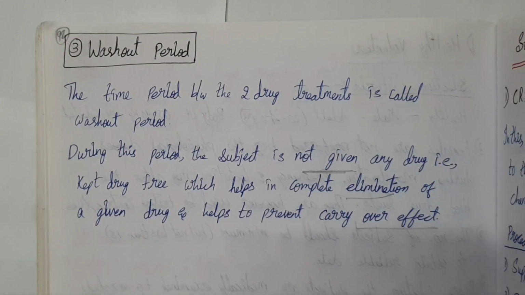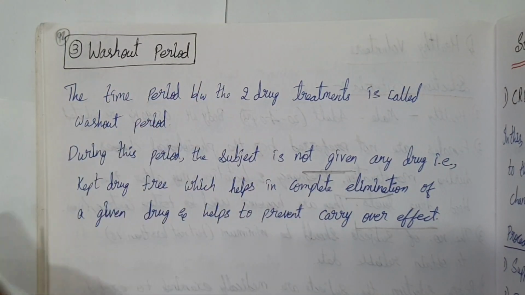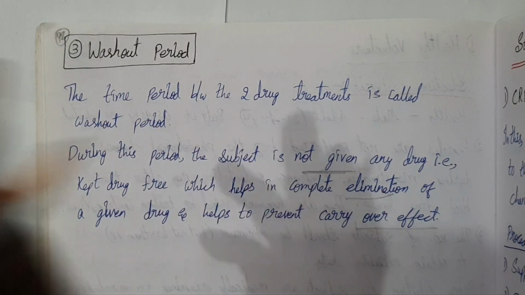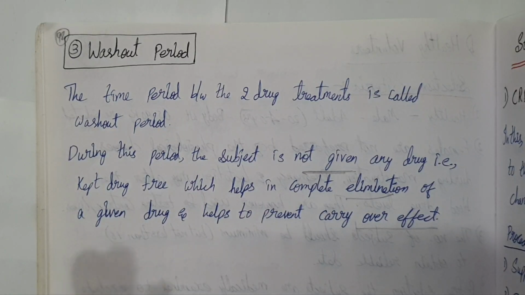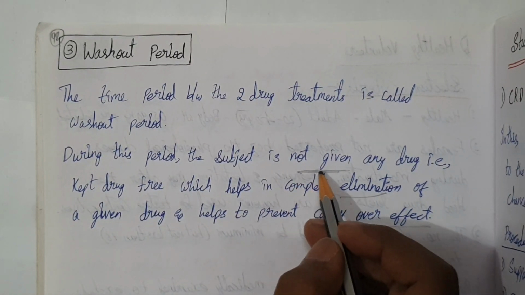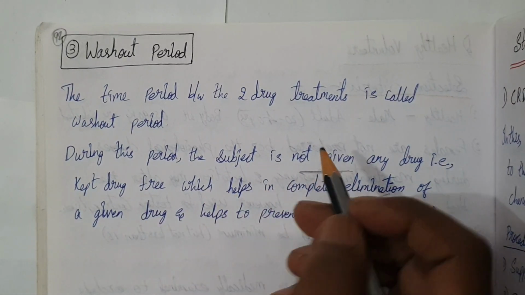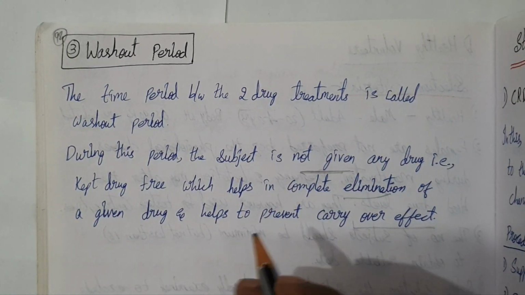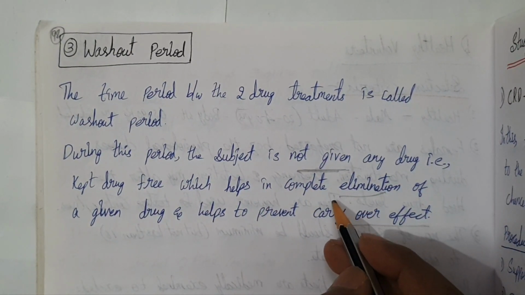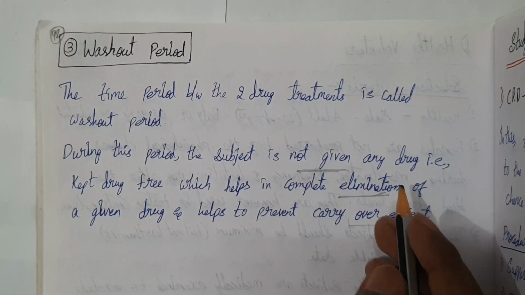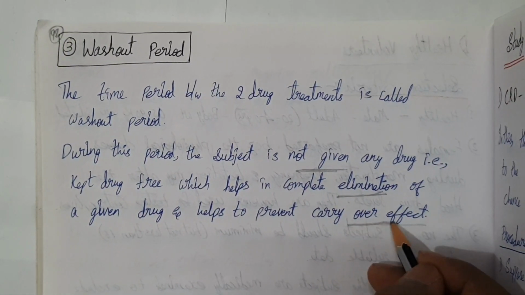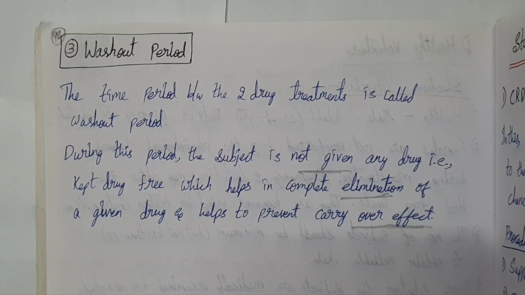Lastly, we have the washout period. So what do we mean by washout period? It is the gap between two drug administrations in crossover studies. During this time, the subject is not allowed to take any medication. This ensures that the first drug is fully eliminated from the body and prevents its carry-over effects.